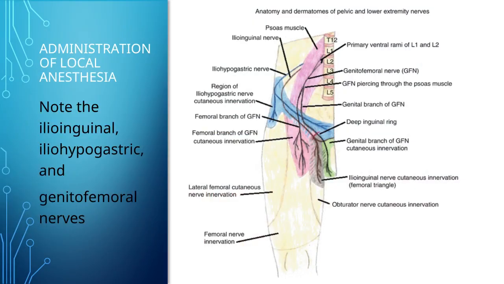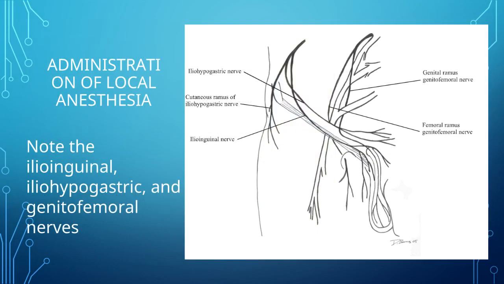Here is an illustration of the nerves that we need to block during the local anesthesia. Stop the video and note the ilioinguinal, iliohypogastric, and genitofemoral nerves. We can appreciate the innervation of the groin in this second illustration. These are the nerves that we need to target: ilioinguinal, iliohypogastric, and genitofemoral nerves.